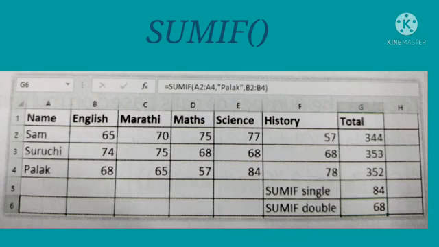Means, students, here it shows you the Palak B2 colon B4 marks, only Palak. We can specify the name Palak. Palak's marks will be 68. Then the result will be shown as 68.